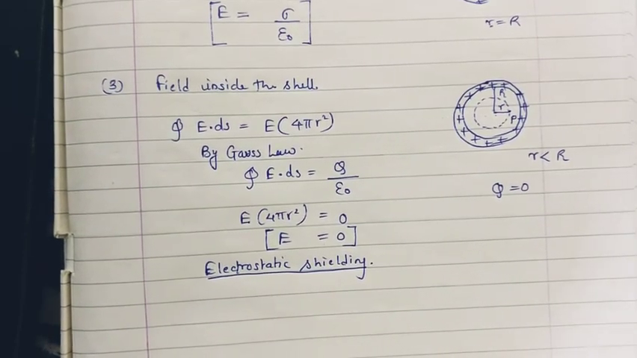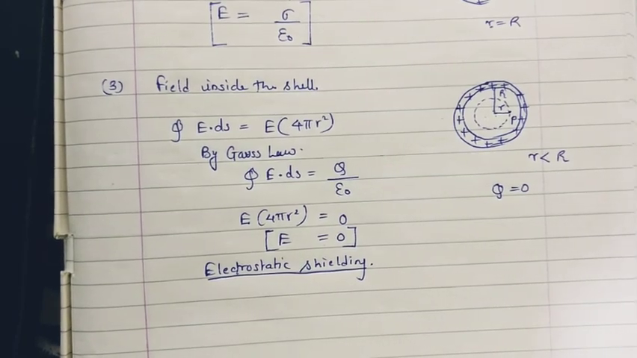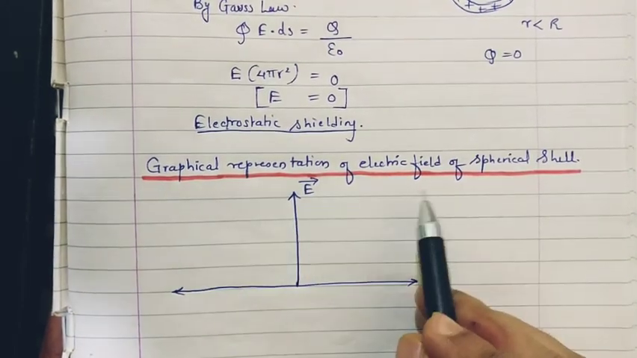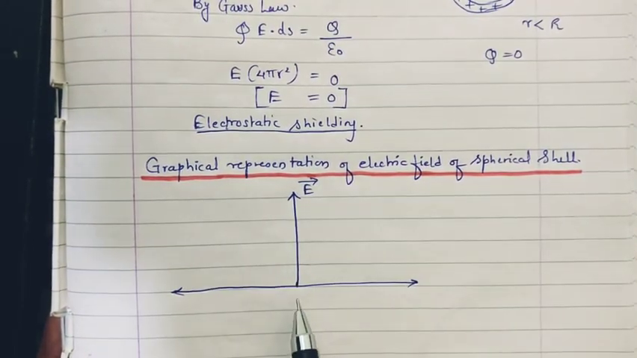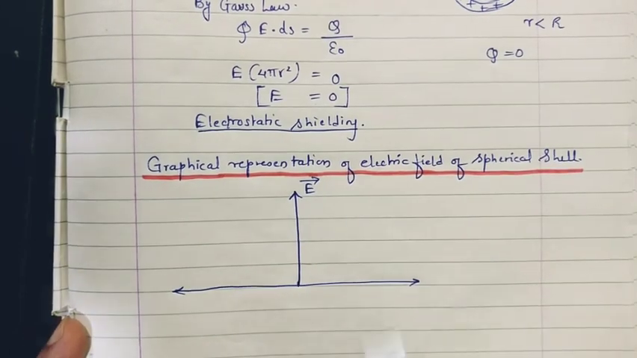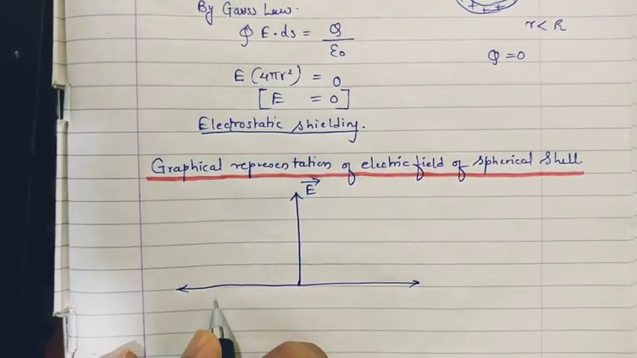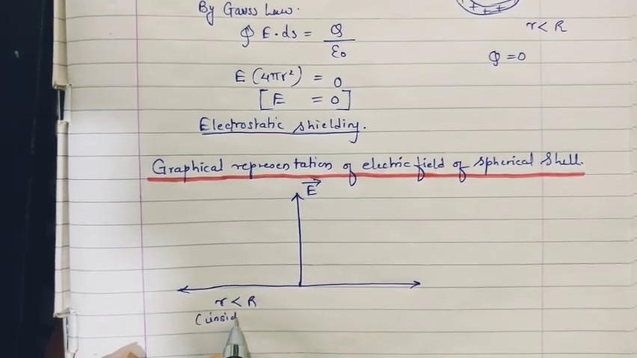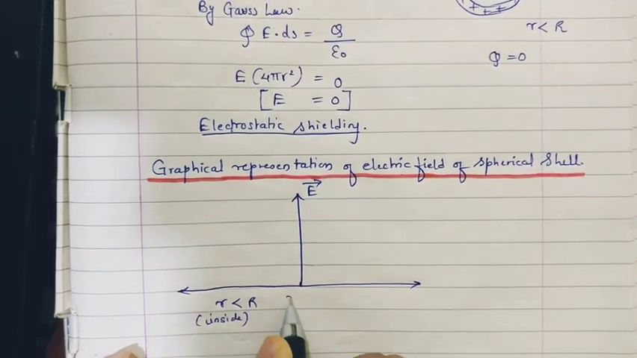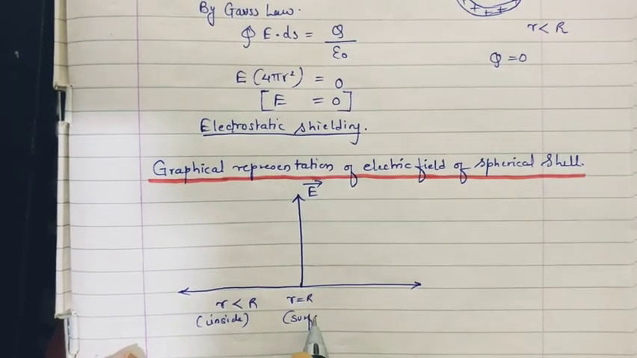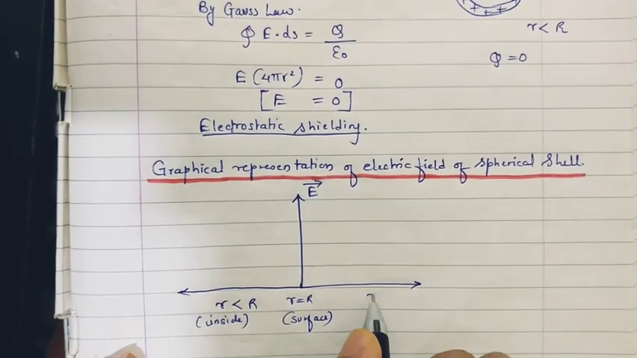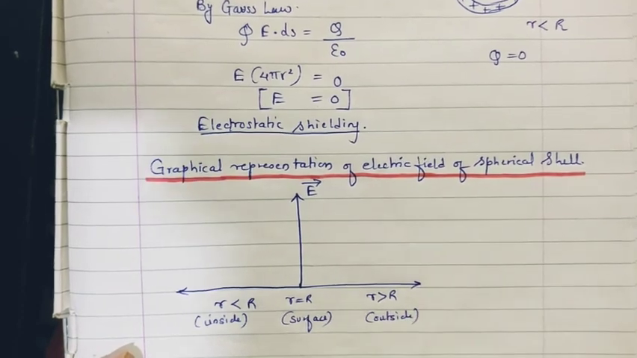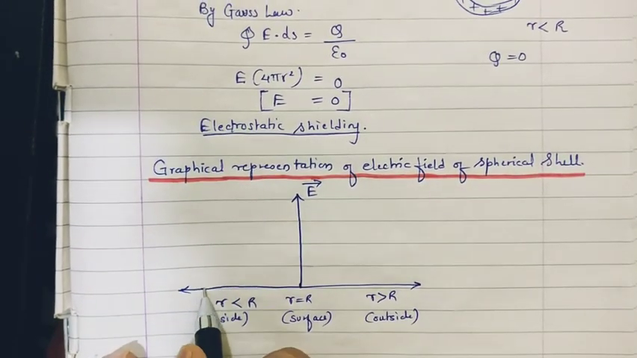Now let us come to the graphical representation of electric field of a spherical shell. So I'm going to plot E versus R. On this side we will represent when R is lesser than capital R, that is, the point is inside the spherical shell. At the center we will represent R is equal to capital R, that is, on the surface of the spherical shell, and this side will represent R greater than capital R, that is, the point is outside the spherical shell. Now inside the spherical shell we know electric field is 0.